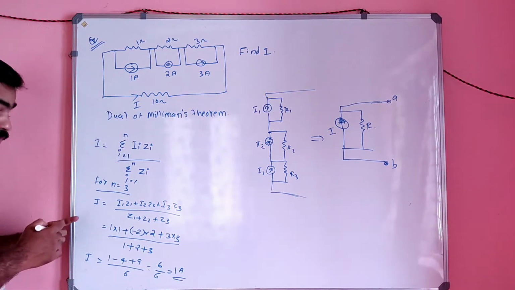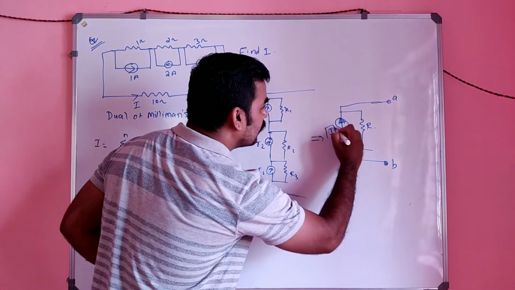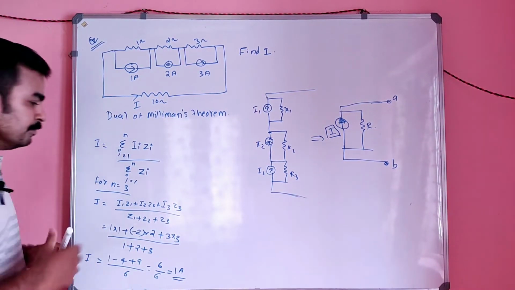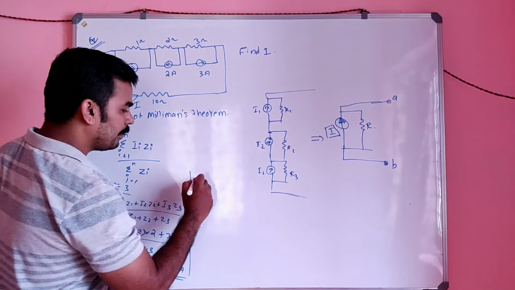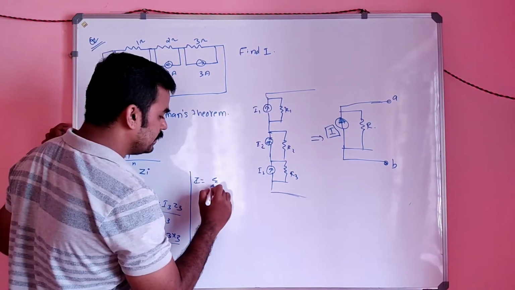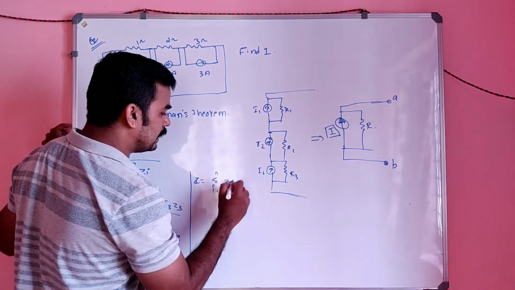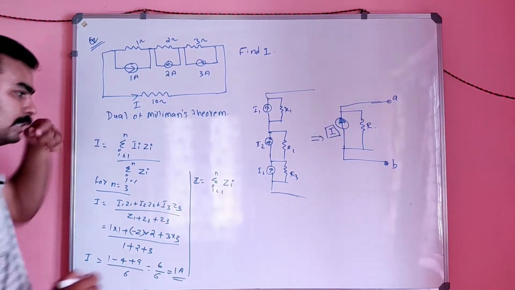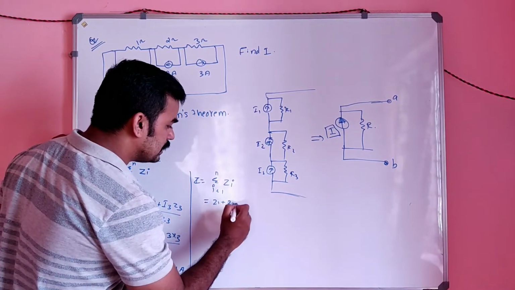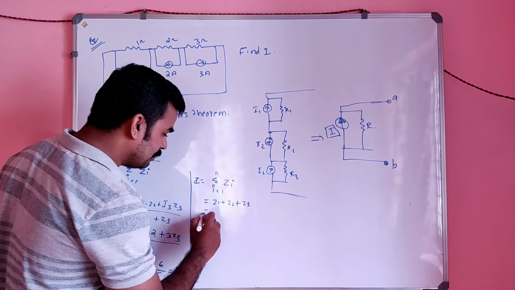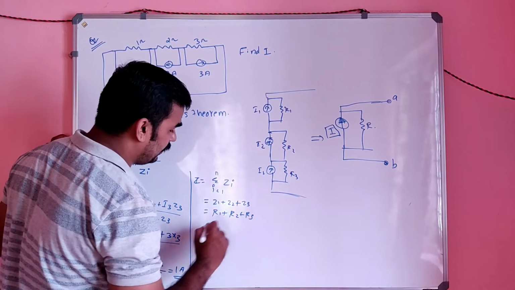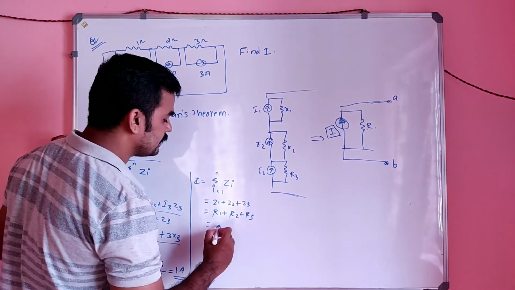So 1 ampere is the value of this current. And you have to find that R also. That R is nothing but, we have Z equal to the sum over i equal to 1 to n of Zi. So it is Z1 plus Z2 plus Z3, which in the case of this circuit is R1 plus R2 plus R3, which is 1 plus 2 plus 3, nothing but 6 ohm.